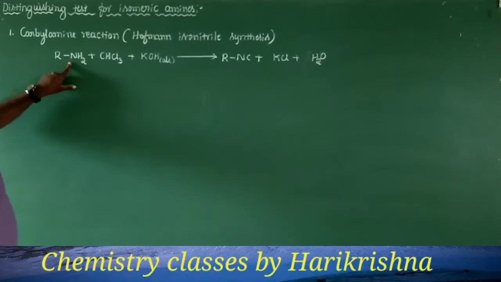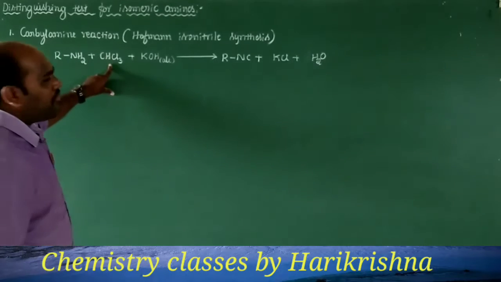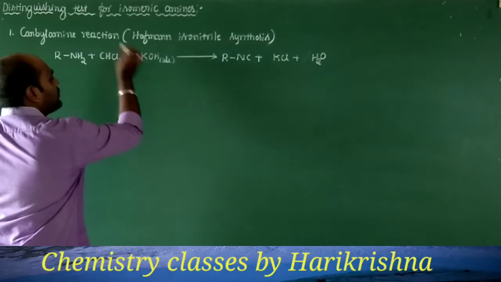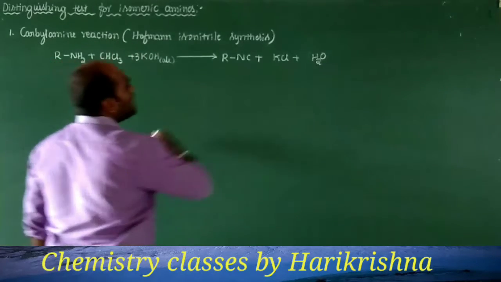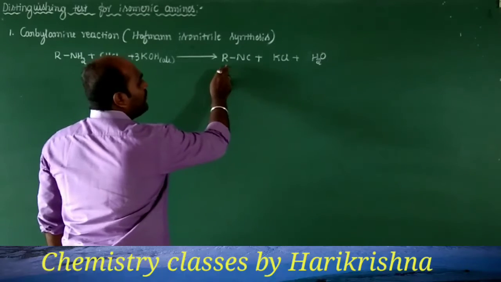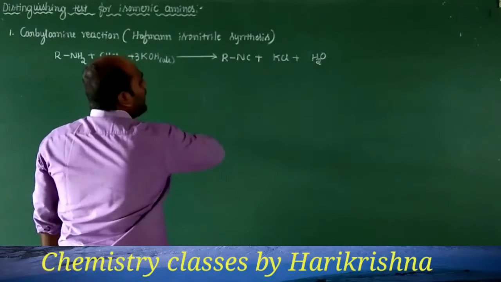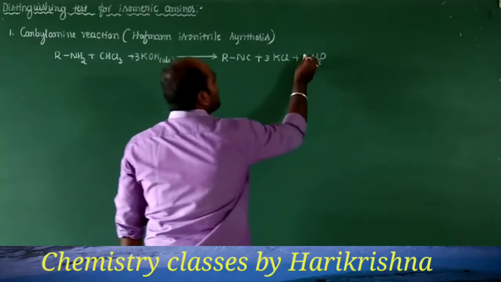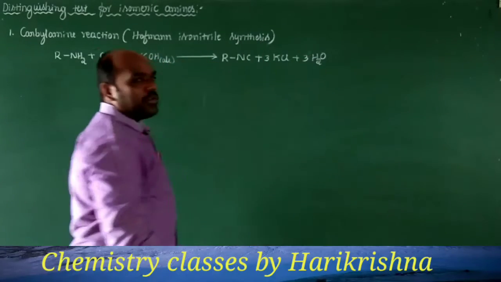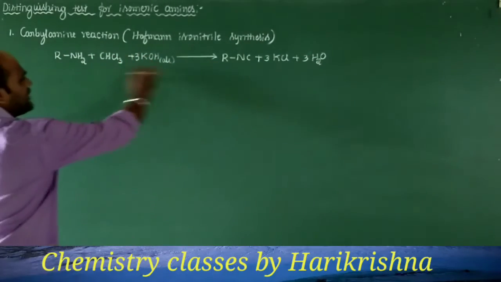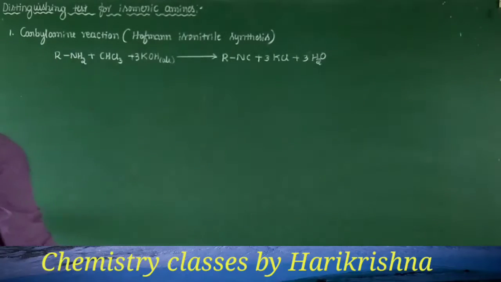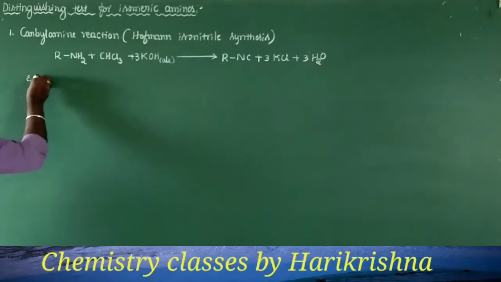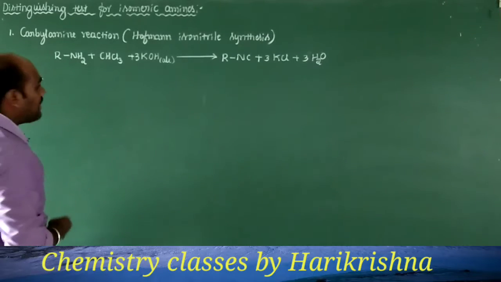For 1 mole of primary amine, 1 mole of chloroform will be utilized and there will be consumption of 3 moles of alcoholic potash, so that we will get 1 mole of the corresponding isocyanide or isonitrile, and there will be formation of 3 moles of potassium chloride with the elimination of 3 moles of water. So this is the complete balanced chemical equation for the carbylamine reaction. And now we shall see some simple examples.